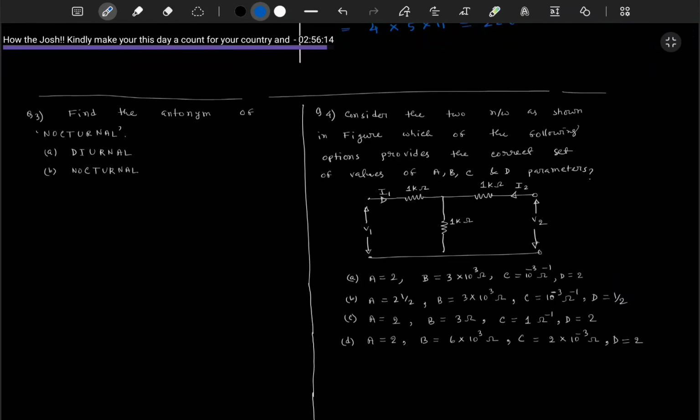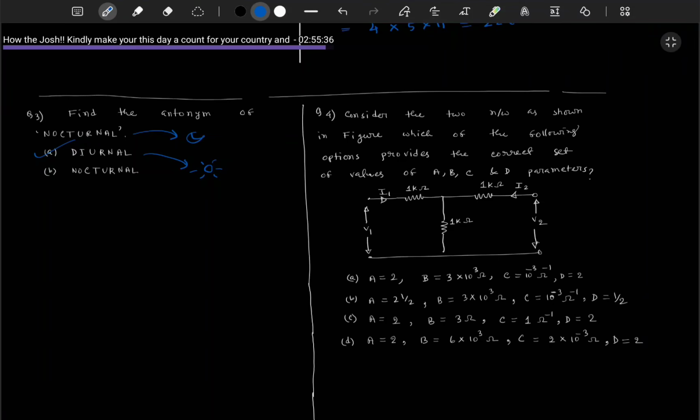Next, find the antonym of the word nocturnal. So nocturnal means active at night, and diurnal means active during the day. So the antonym means the opposite meaning, so it will be diurnal. Okay, moving on to the next one.